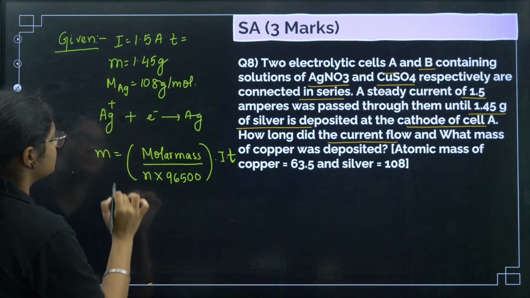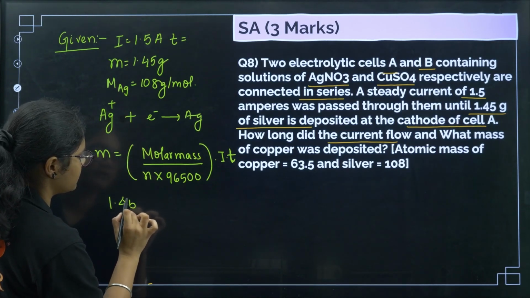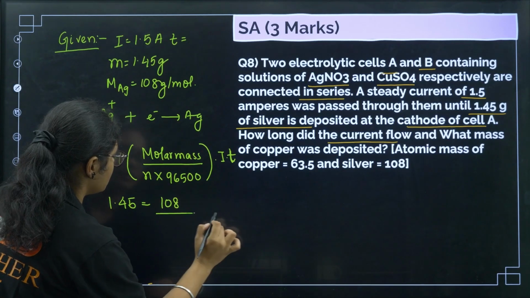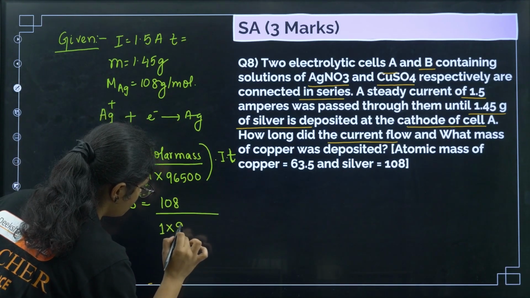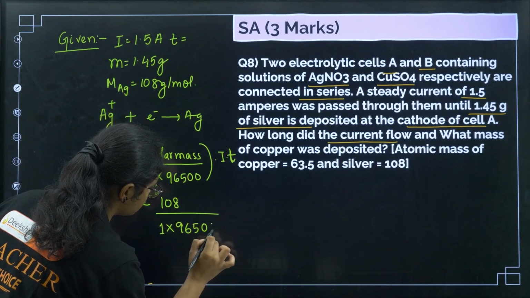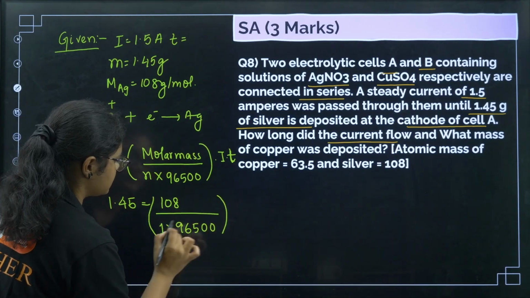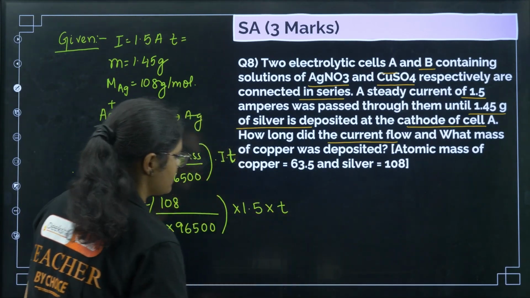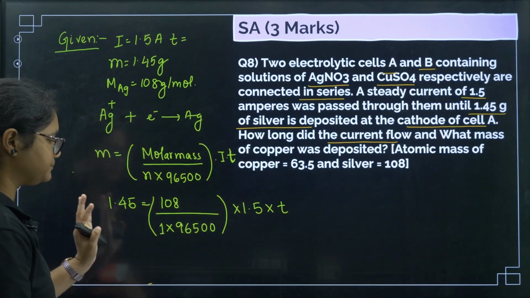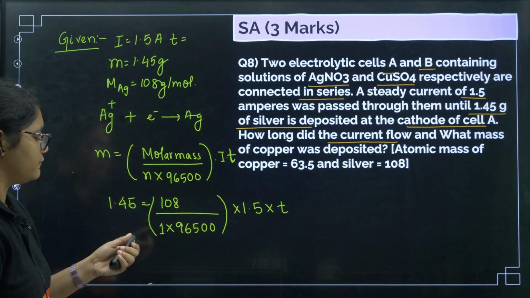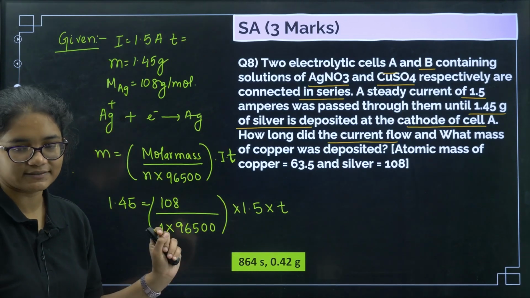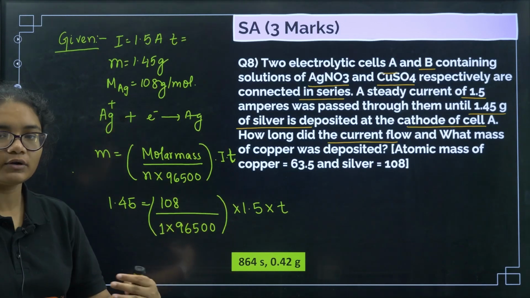Now let us calculate. m value is how much deposited? 1.45 gram. Molar mass is 108 divided by 1 into 96500. Next, current is 1.5 ampere and time is t. Once we solve this, we can find that the time value will be around 864 seconds. Okay, you will be getting 864 seconds.